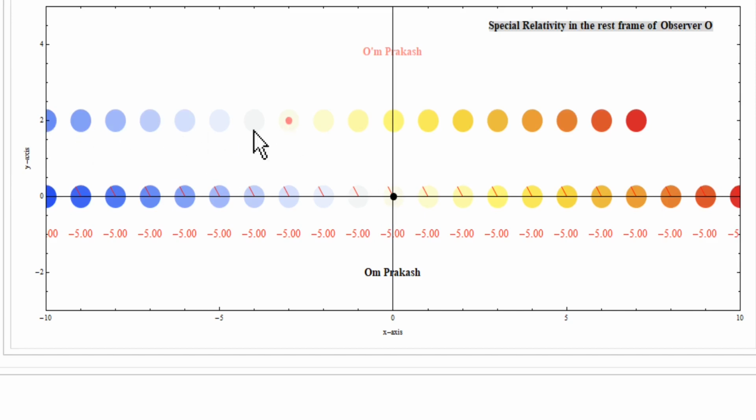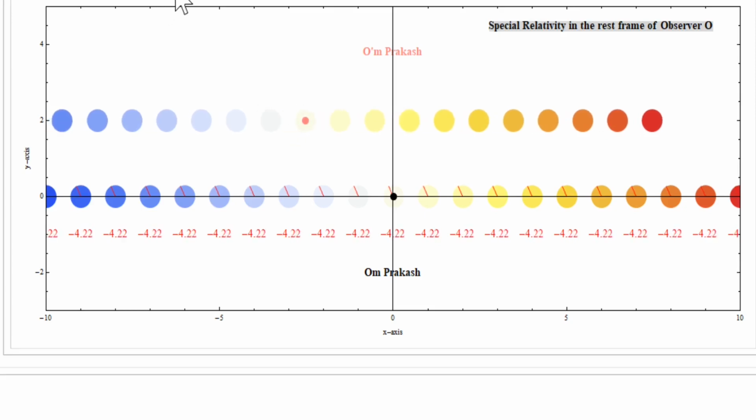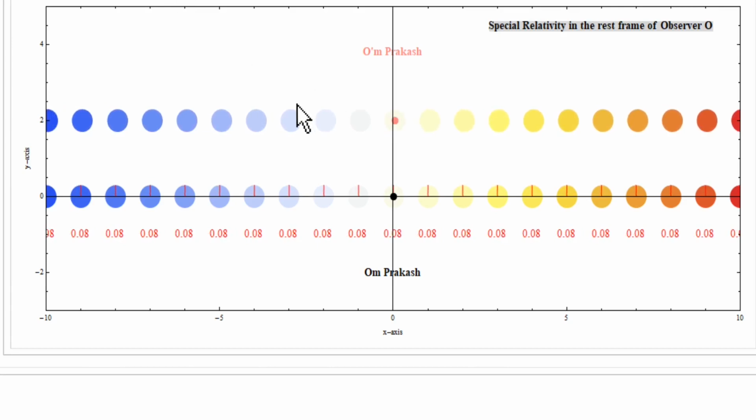And O prime Prakash as well has several friends, and this train is now going past the platform at a speed of v by c, which is 0.6. Okay, so beta in the language that we've introduced is 0.6. So it's getting very near the speed of light, this train, and now we'll see what happens as the train passes. So the train will pass, and at some point O prime Prakash will come face to face with Om Prakash. Now remember that everyone on the train has synchronized clocks.